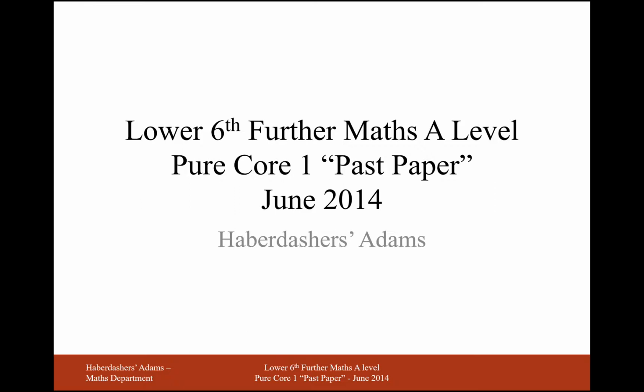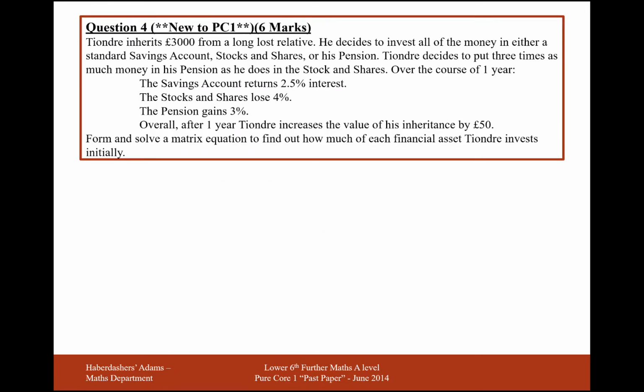These questions come from Pure Core 1. Here we're looking today at a new question. This is a typical percentage change question to do with matrices. So we have Tiandre inherits £3,000 from a long lost relative. He decides to invest all the money in either a savings account, stocks and shares, or his pension.